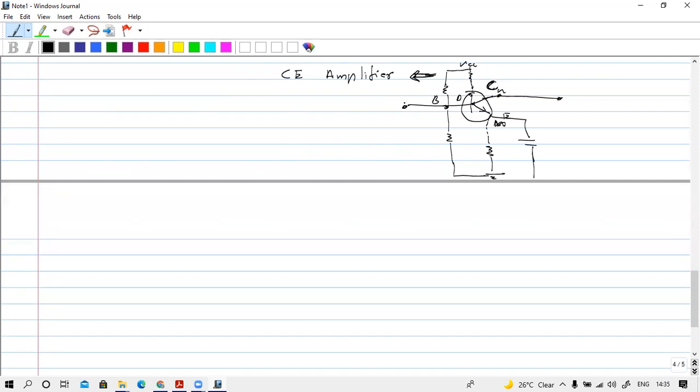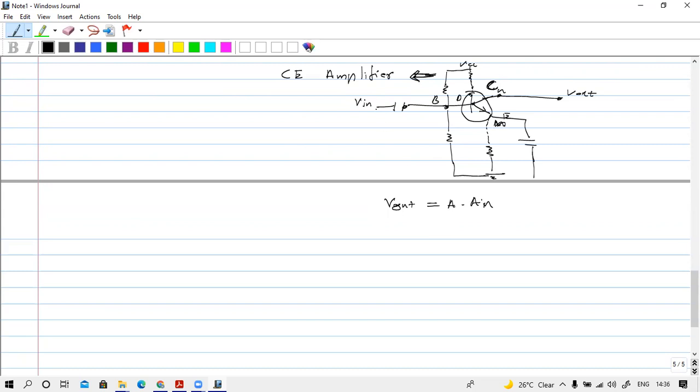We can use a capacitor also here. So this is the V in and this is the V out for the amplifier. If we define the gain of the amplifier as A, we get V out as A times V in. So this is normally a common emitter amplifier.